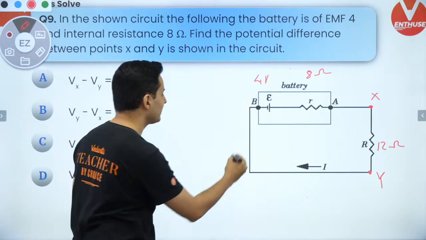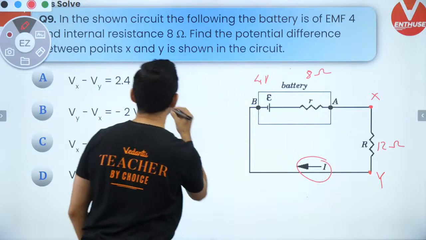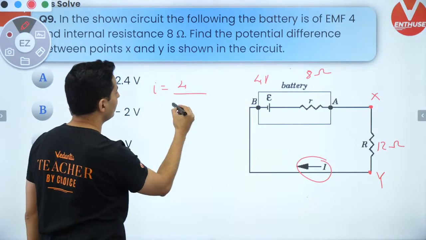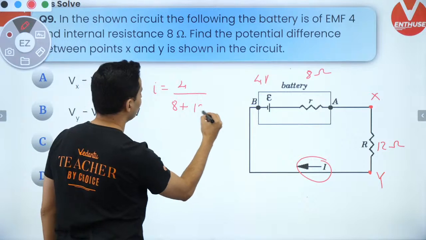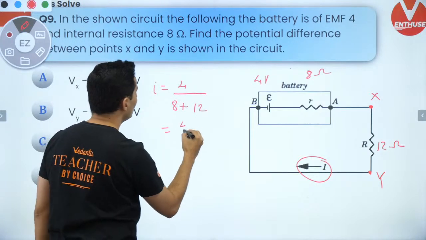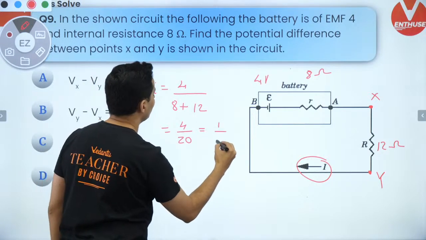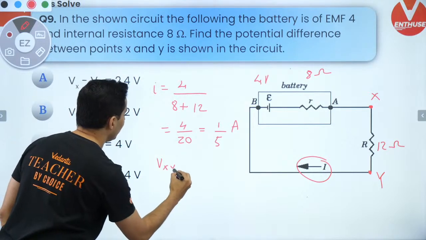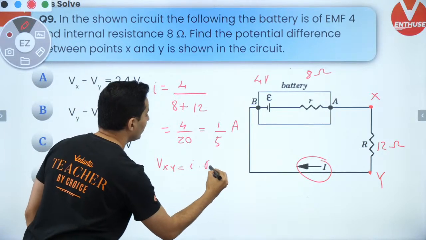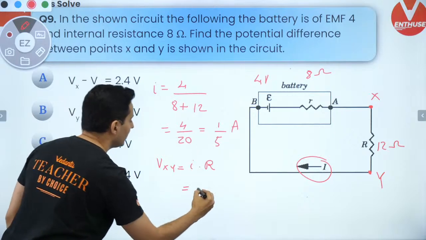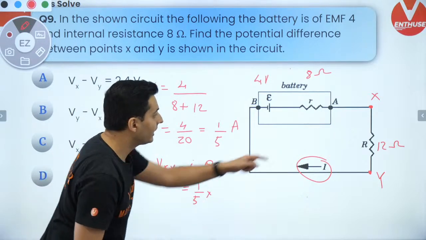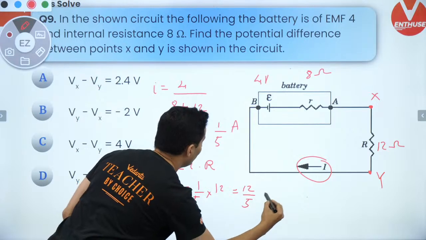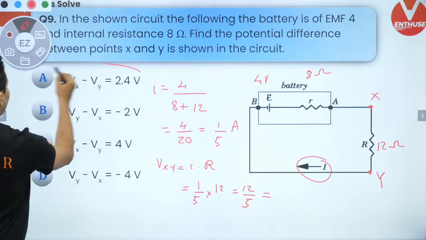It's very simple guys. First figure out what this current is. This current will be total voltage divided by the total resistance. Resistance is 8 plus 12, which is nothing but 20. So 4 divided by 20 is 1 by 5 amperes. Next step, the voltage difference between X and Y is the current into that resistance. That current is 1 by 5, and that resistance is just 12. So 12 divided by 5, and that should be 2.4 volts.